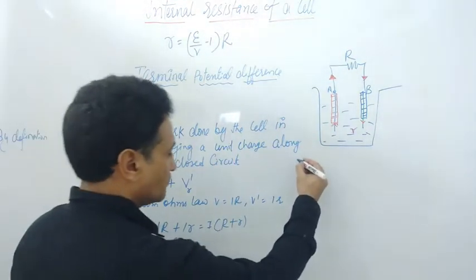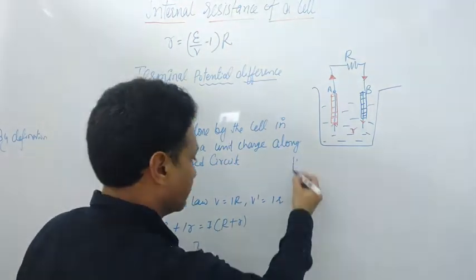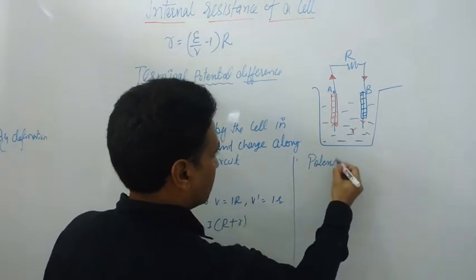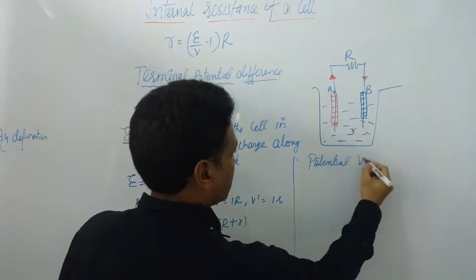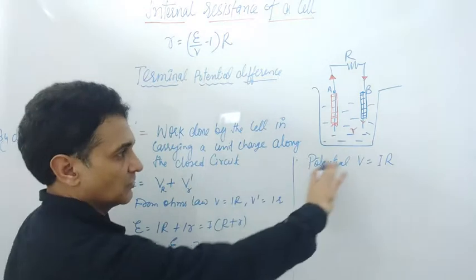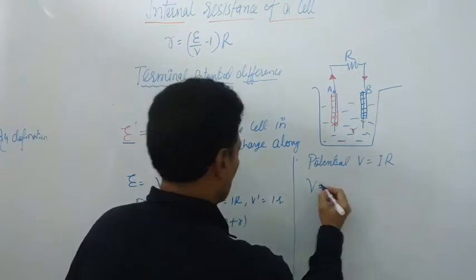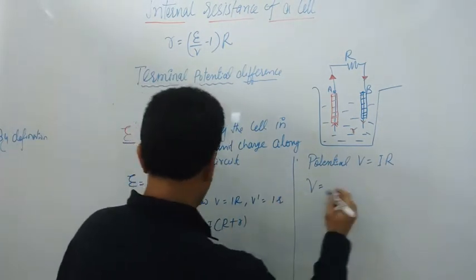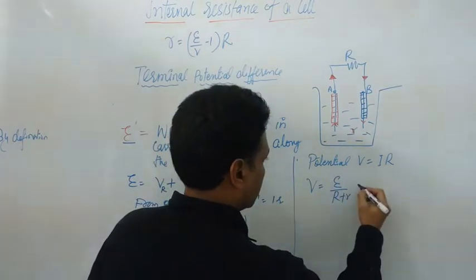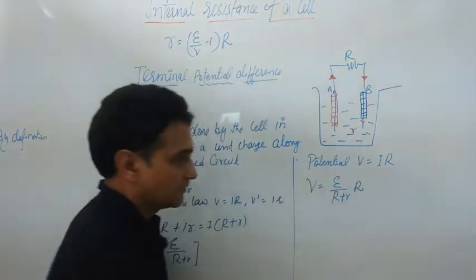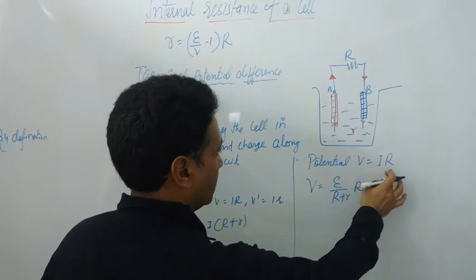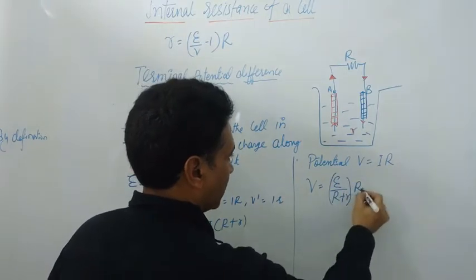Now potential, you can write here potential V is equal to IR. I we have found out from Ohm's law, that is V is equal to IR. Then V is equal to I, we have found out this, that is E by R plus small r into capital R. So this is the value of V is equal to IR. I is this and R is this one.